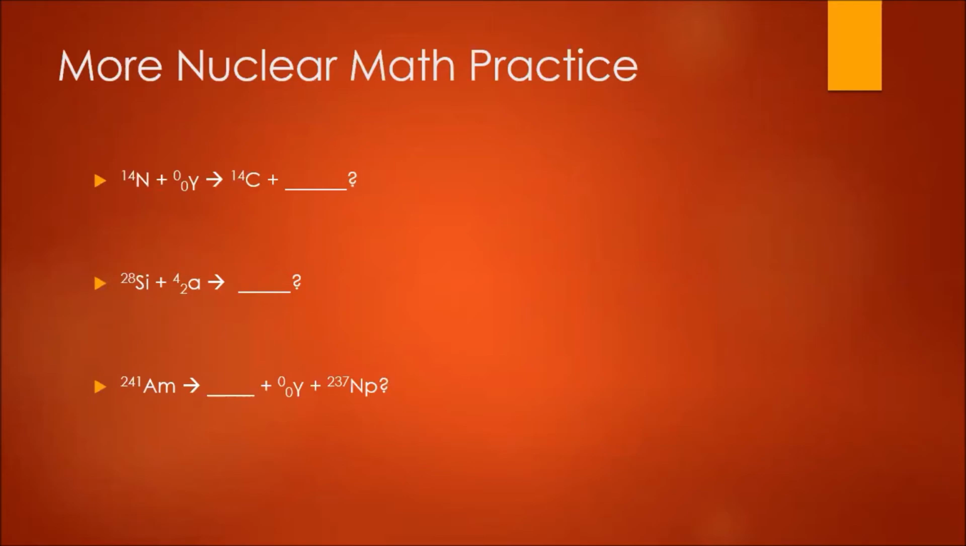Instead of just looking at all the decay rates, you can now also look at reactants. And no matter what, the sum of all atomic numbers and all atomic masses has to add up to be equal on the same side. So nitrogen is 7, carbon is 6. So this has to be 0, 1. It's a positron.